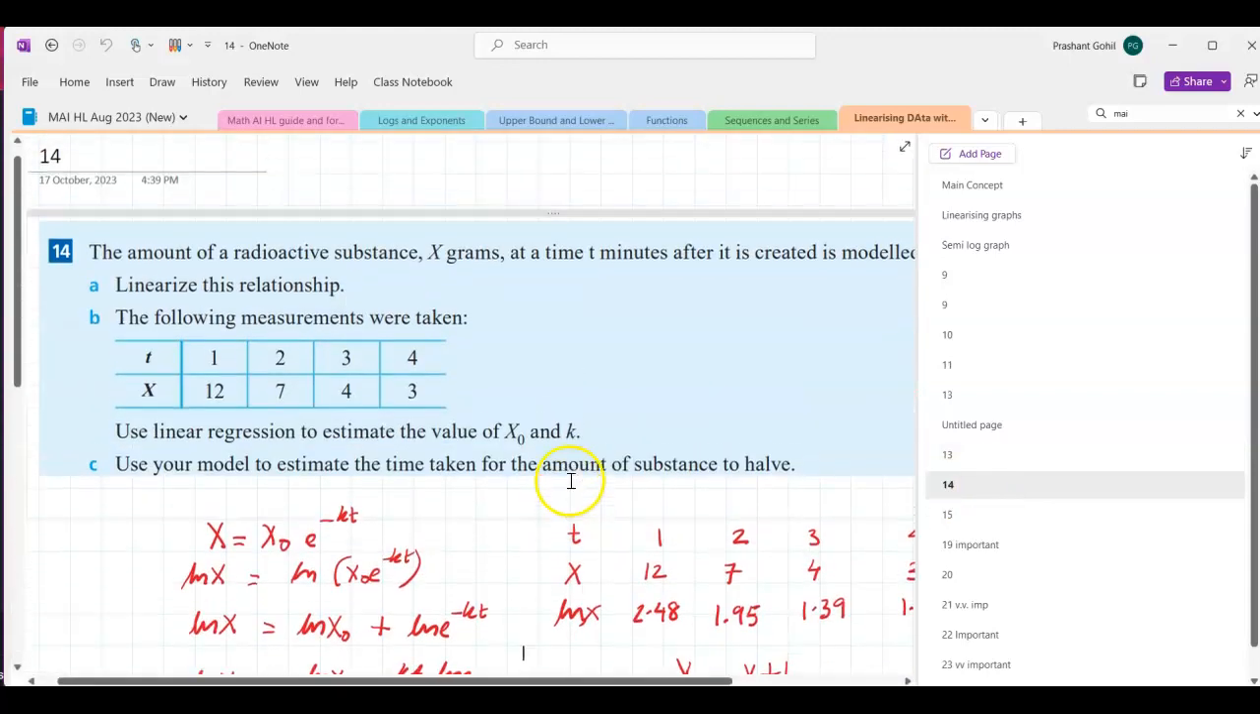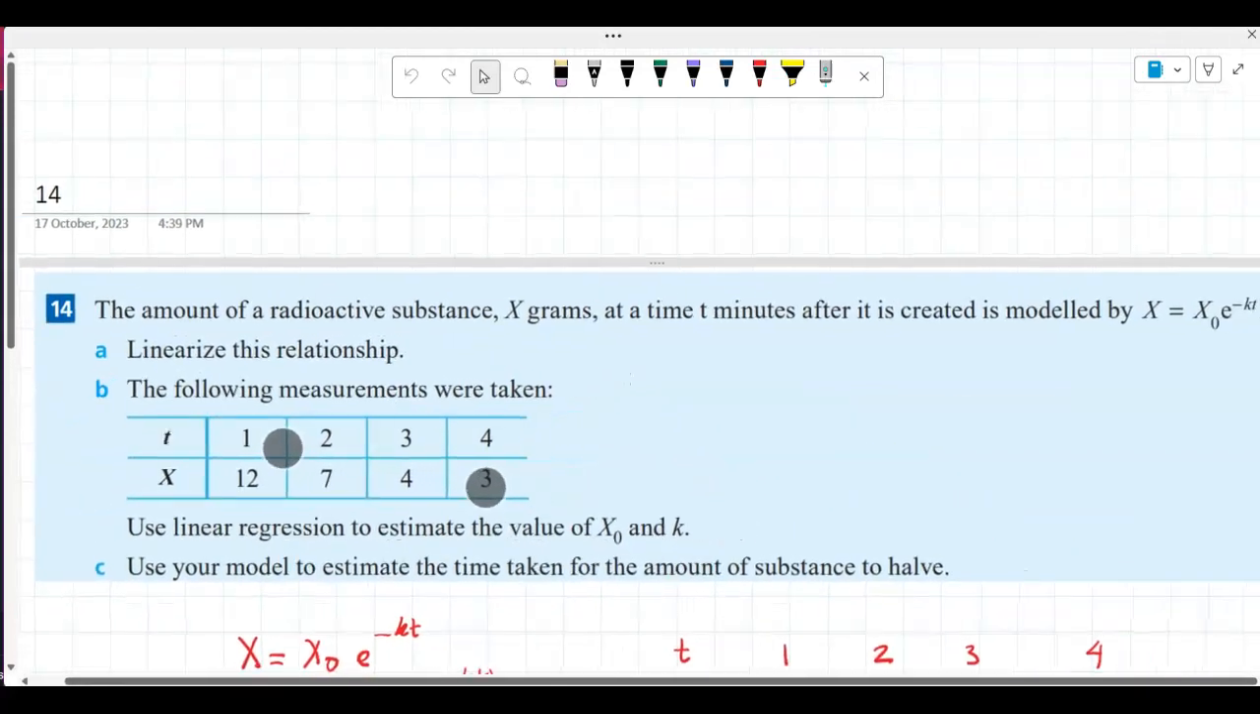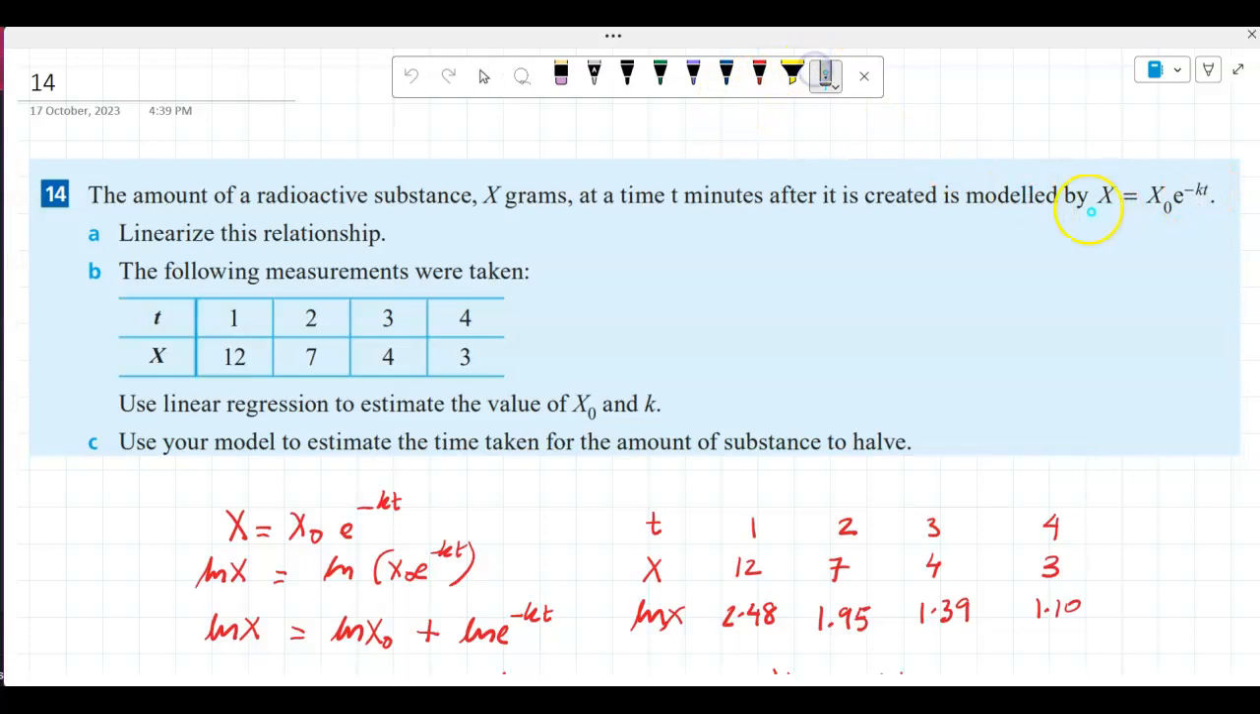14. How do you do this? Now reverse. They have given you a table of values. The amount of radioactive substance x grams at time t minutes after it's created is modeled by x is equal to x naught e raised to minus kt. So what kind of model is this? Is it power or exponential? t is in the power, no? So exponential model, a b raised to x.